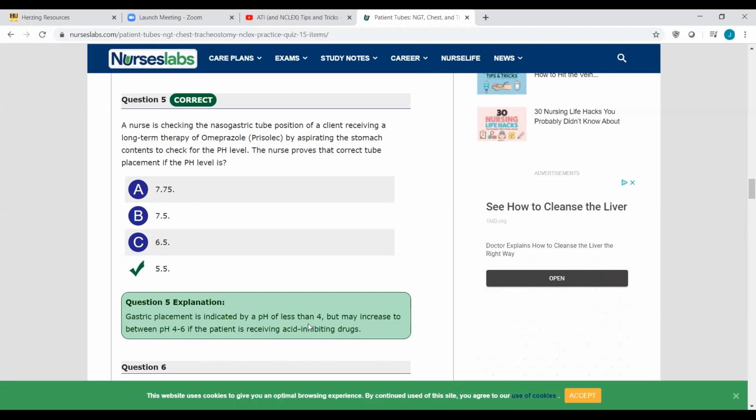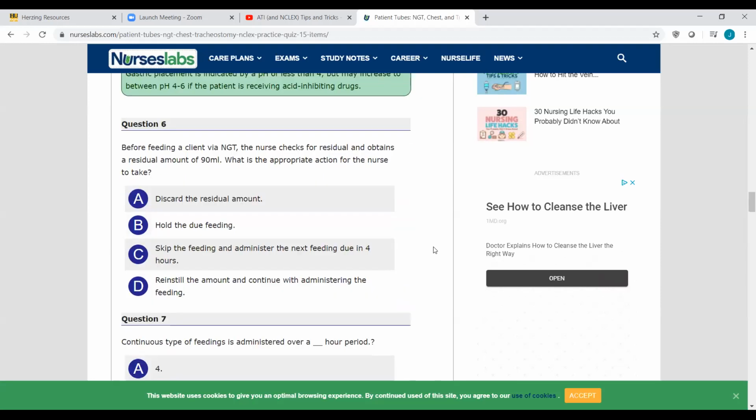So obviously if something is more acidic, it's coming from their stomach. So you would think of it that way. So gastric placement is indicated by a pH of less than 4, but may increase between 4 and 6 if they're already receiving acid inhibiting drugs.